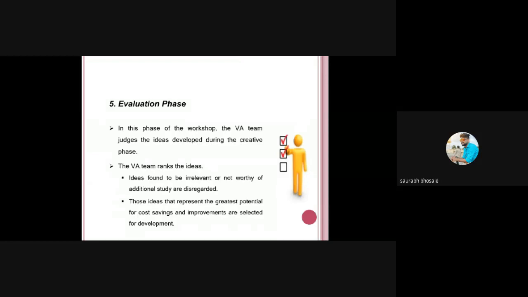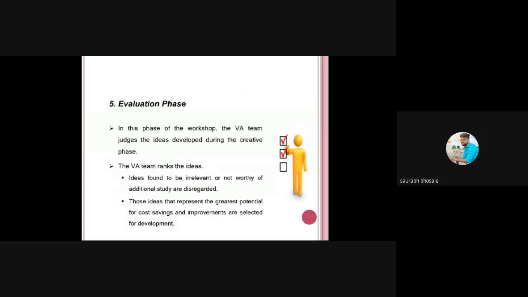So in the evaluation phase, first of all, we have to shortlist the creative ideas. Then we have to develop the functionality of different ideas. Then we have to evaluate these ideas according to the prefixed criteria. Then we have to provide the ranking to the ideas, and the last one is nothing but to select one of the ideas. In this phase of the workshop, the value analysis team judges the ideas developed during the creative phase.